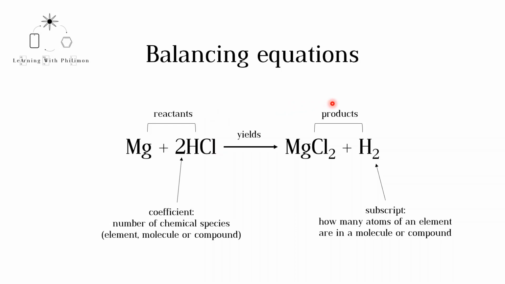There is a common misconception that the arrow in between means equals. This is not the case. The arrow means yields or produces, in other words. The reactants react to produce the products.